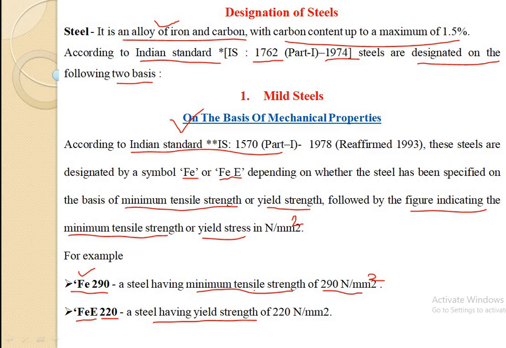Both strengths have the unit Newton per mm square. Keep in mind, this is important. It is always specified in terms of Newton per mm square. So this is the designation of steel, or say mild steel, on the basis of mechanical properties.